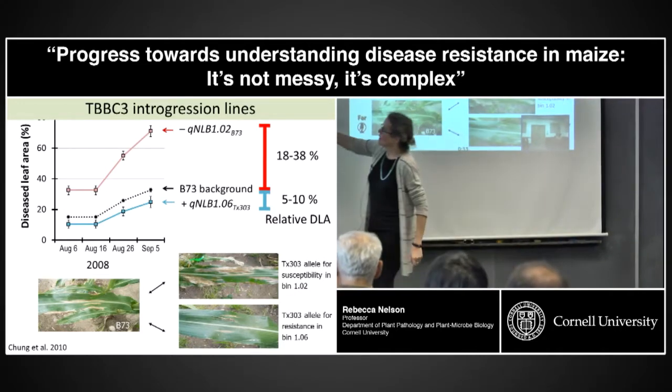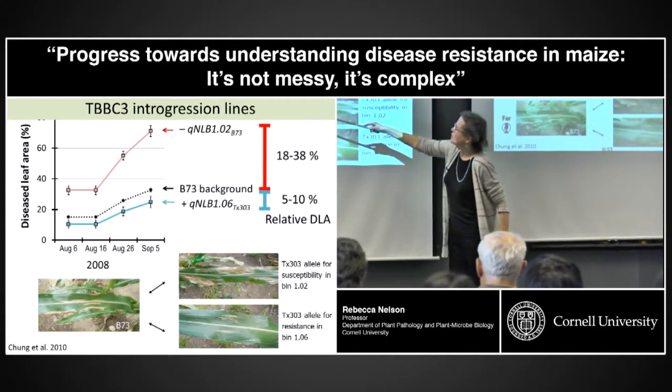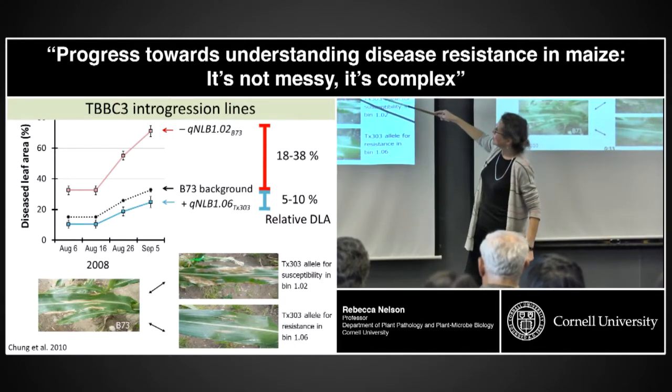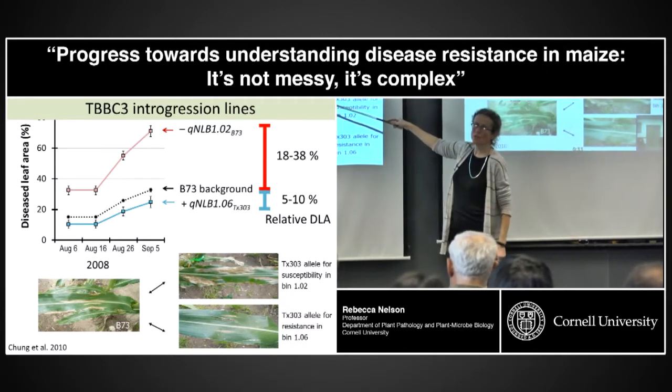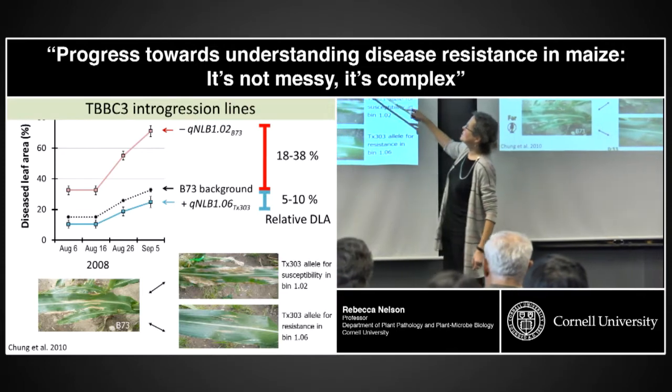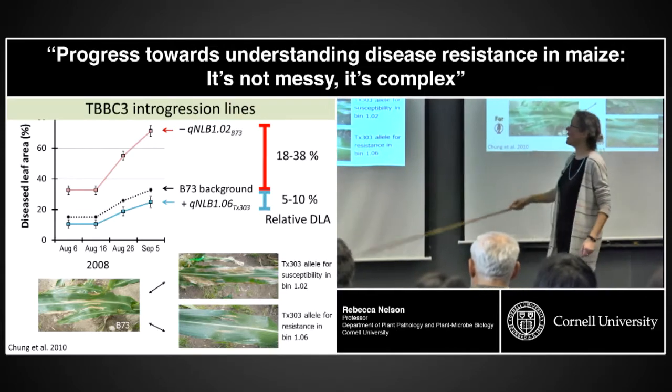So you see that if that's B73's disease progress, disease leaf area over time, B73 is like this. You add in the 106 locus from TEX and you get a more resistant plant, slower disease progress. Add the TEX-303 allele at 102 and you get a much more susceptible plant. You know, very dramatic effects.